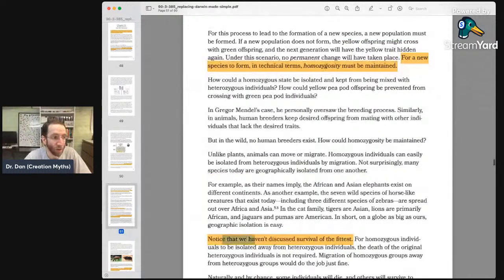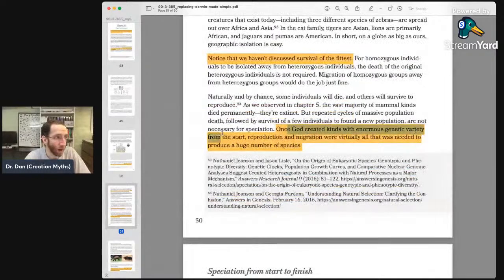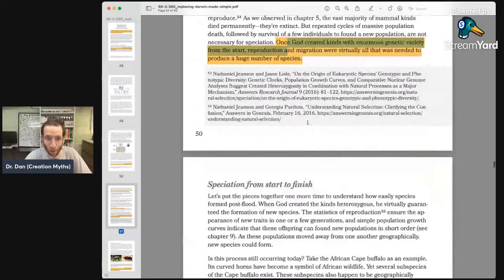He hasn't discussed survival of the fittest. He's not talking about natural selection. He's talking about a completely different mechanism for speciation. So you start with enormous genetic variety, and then you have reproduction and migration. You lose variation in your different lineages. They become new species. That's it. That's what he says is the process.